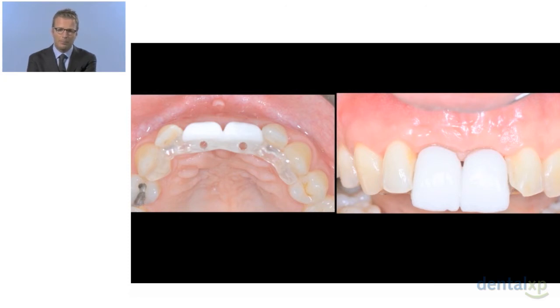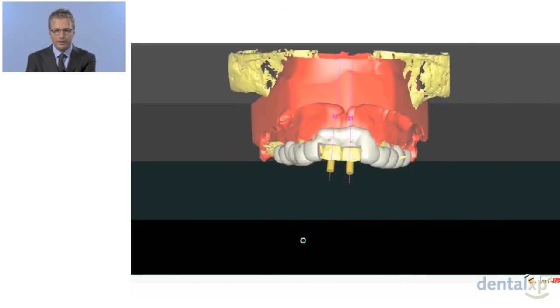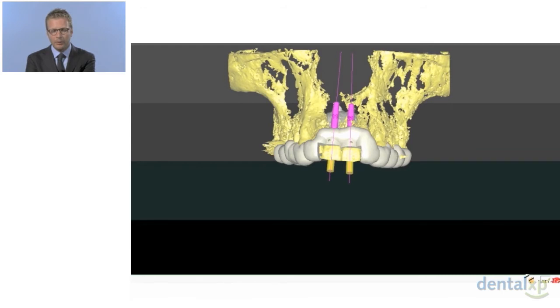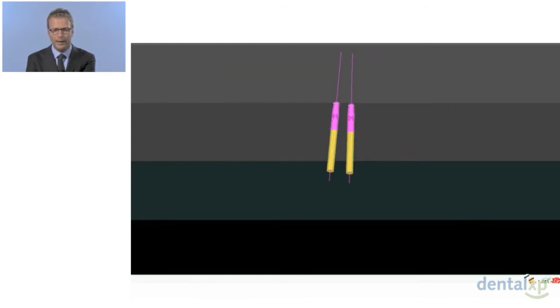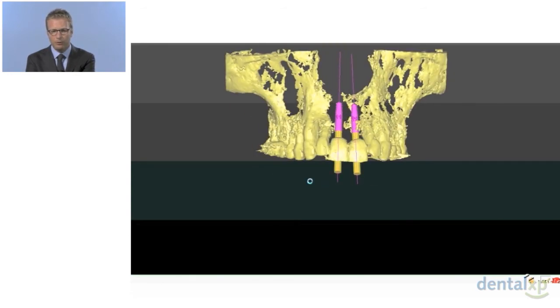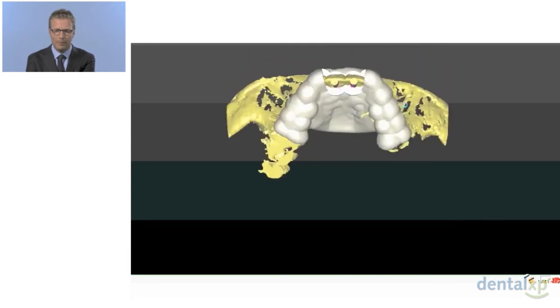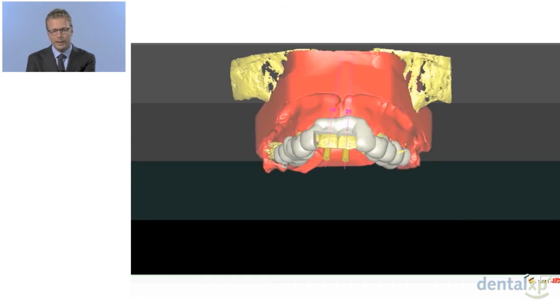We can do this flapless. We use the help of the implant planning software, which lets us plan the implants, and then once we have done this, we check, of course, the emergence profile of our implant, which has to come palatally from the restoration, so we can give the patient a screw-retained type of restoration.